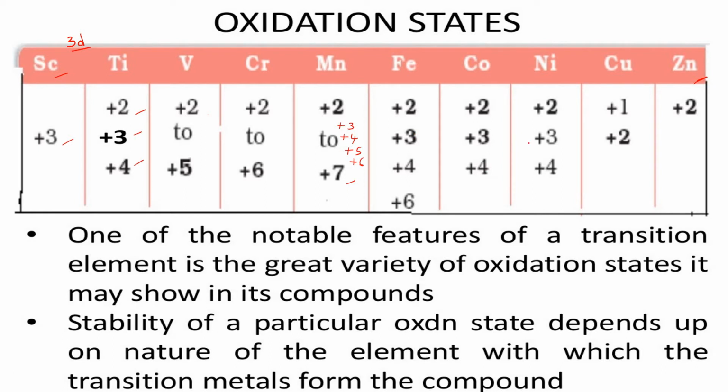Cobalt shows +2, +3, +4. Nickel shows +2, +3, +4. Copper will show only +1 and +2. Zinc will show only +2. Here also it does not show variable oxidation state, and here also it does not show variable oxidation state.